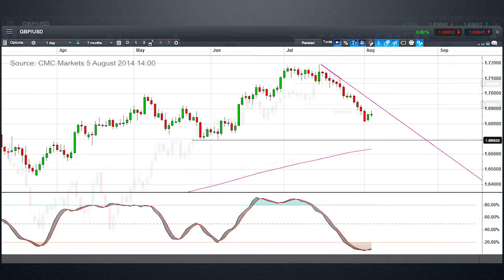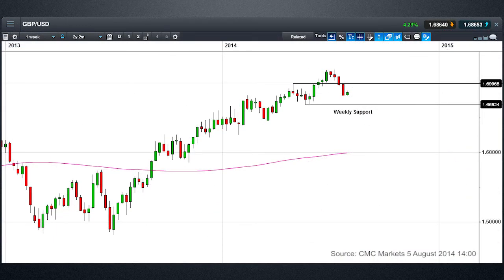Let's look at the weekly chart on the candlestick chart, and we can see again that maybe we're starting to get some form of head and shoulders reversal. If that's the case, then I think the limit of any downside move is likely to be around about that 167 weekly support on the weekly candle. On the top side, then resistance will be on the potential left shoulder around about 170.